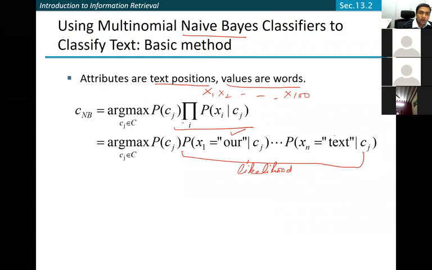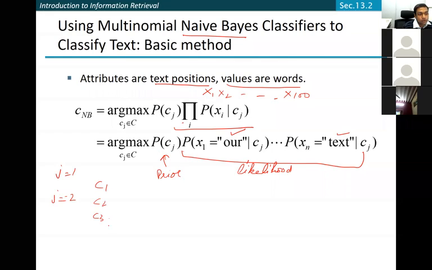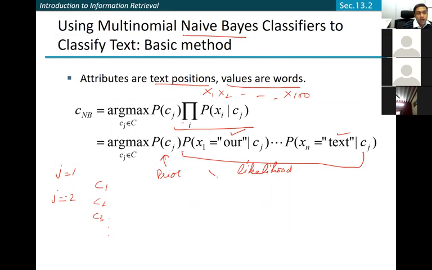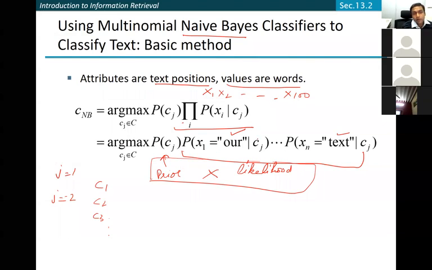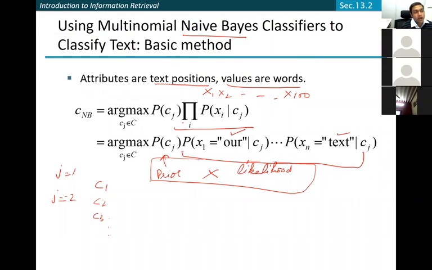Suppose there are words like our, text, so all the words' probabilities are multiplied, then multiplied with the prior for each class. So in this way we will get this value for Cj, that is, if j is equal to 1 for C1, if j is equal to 2 for C2, and C3 and so on. Then we pick up the maximum value over the classes. So prior into likelihood, and likelihood is also the multiplication of the probability of each word of that particular class, and that would be multiplied together. Is it clear?